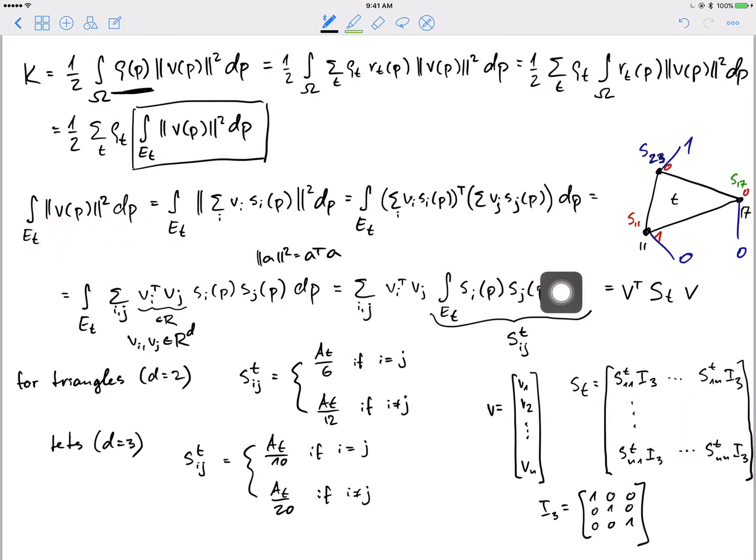In which case, this formula reduces to just this quadratic form. All the velocities are stacked into one big column vector, and V^T S_T V is the formula that corresponds. That's the finite element approximation of this continuous thing. So the last thing we need to do is to plug this back in. So this V^T S_T V is this bit of that formula.